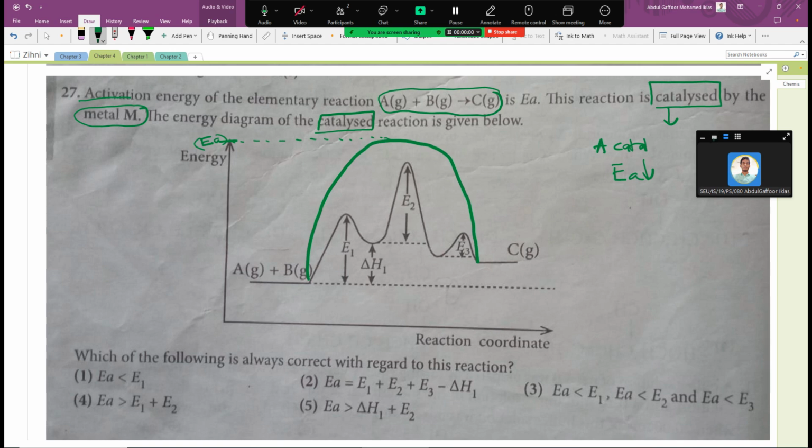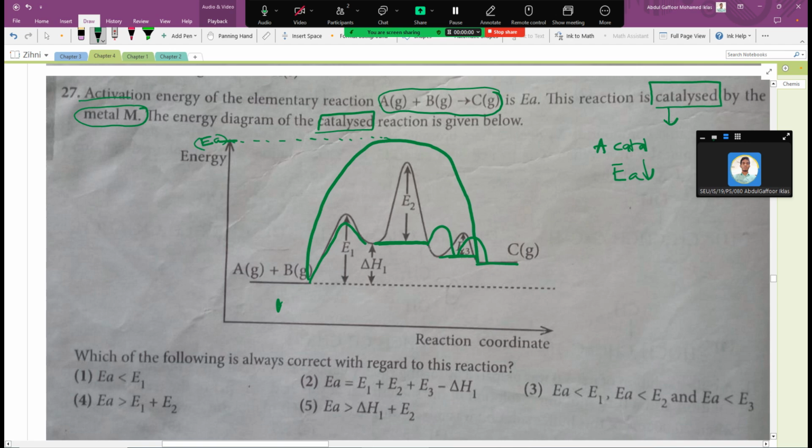Okay, now you see from A to B, there is an intermediate. Can you see this intermediate? Again from this intermediate another intermediate is coming. From that the C, the product, is produced, right? So here this reaction is happening in how many steps? One step, then two steps, then three steps, right? Do you understand?